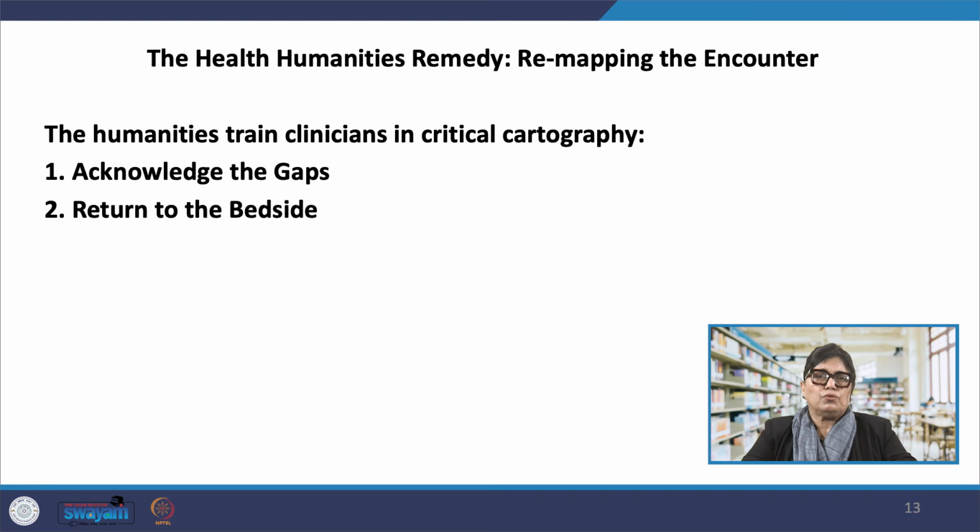Clinicians are taught to use the map to navigate, but to always look up and look at the physical terrain, the patient's face, their voice, and their touch, to understand the true topography of the illness.